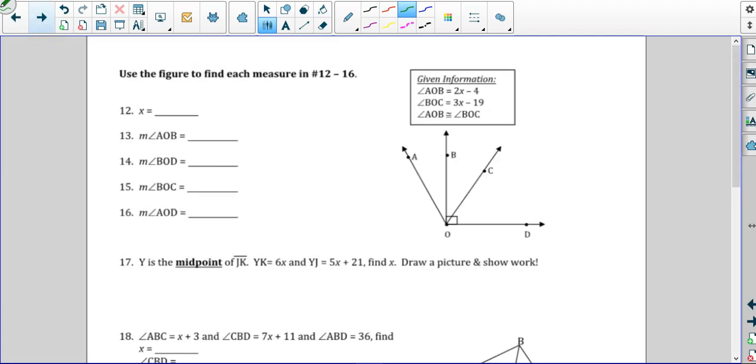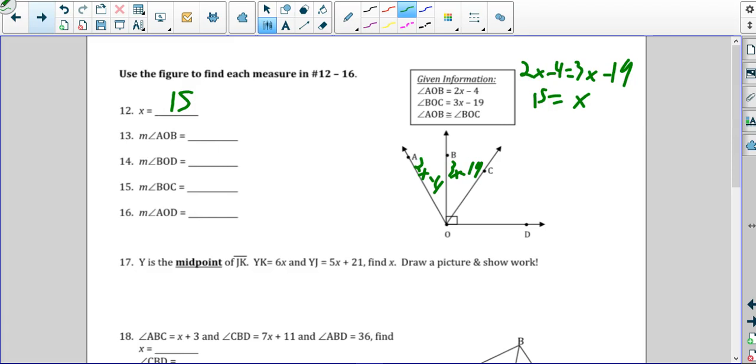Okay, number 12 through 16, all dealing with this figure. So AOB is 2x minus 4. BOC is 3x minus 19. And they are equal to each other. So at this point, I'm going to say 2x minus 4 equals 3x minus 19. I'm going to subtract 2x and get x. I'm going to add 19 and get 15. So x is equal to 15.